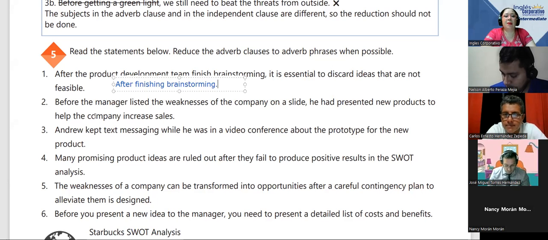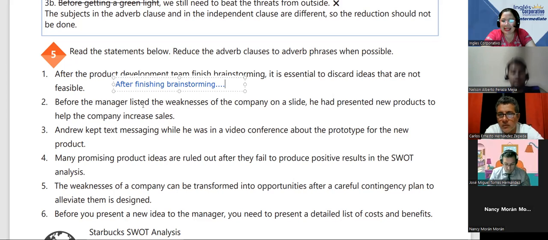Okay. Vamos a ver, etcétera, etcétera. Vamos a ver acá, before. Esta es la adverbial, ¿verdad? Y está al inicio, okay. Aquí está el adverbio, before, who, the manager, that's the subject, right? Listed, el tiempo pasado, ya ven que no importa el tiempo, se puede o no se puede hacer dependiendo de los sujetos nada más. Okay, vamos a ver, before, the manager listed the weaknesses of the company on a slide.